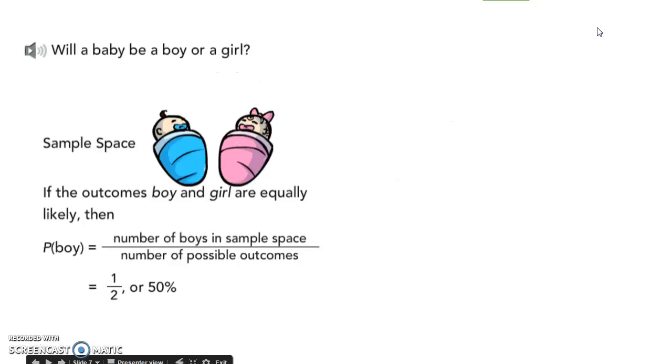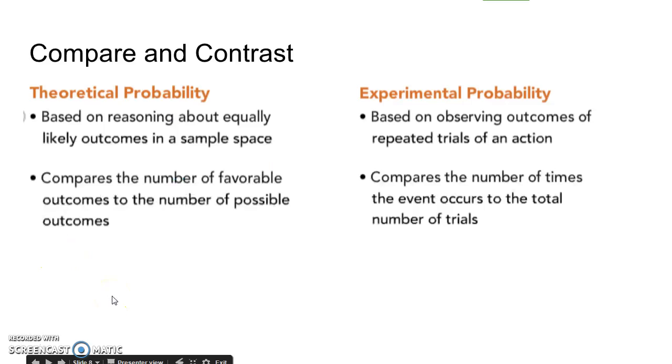All right, boy or girl. Our sample space, it's either a boy or it's a girl. If the outcomes boy and girl are equally likely, then the probability of getting a boy would be 1 out of 2, 50%. All right, I do want you to copy this down. Compare and contrast. Copy this into your notes. Hit pause real quick. Copy, then we'll move on.